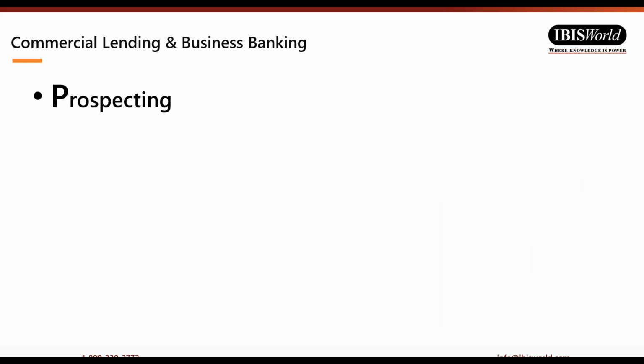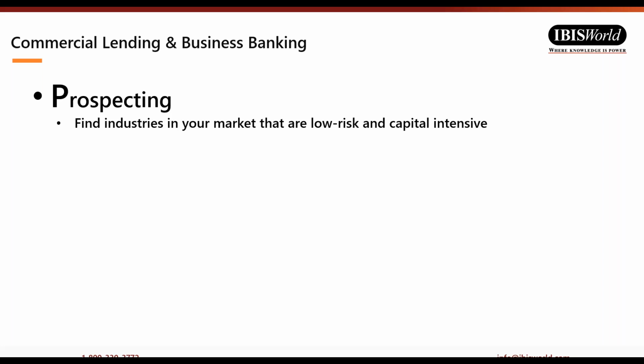We want to help banks and credit unions better understand what industries are concentrated within their specific market, but also what industries in their particular market are low risk, and what industries are capital intensive and more likely to be in need of a variety of products, whether that's commercial loans, equipment financing, or asset-based lending potentially. So prospecting is a big piece of why having more local information is important, because you want to find the industries that are operating within your specific market.